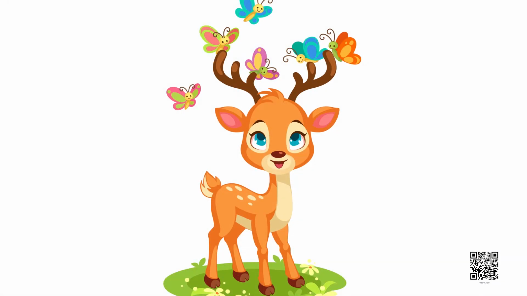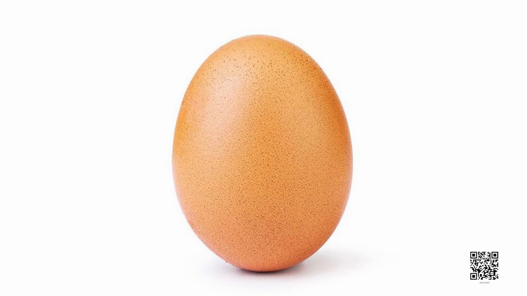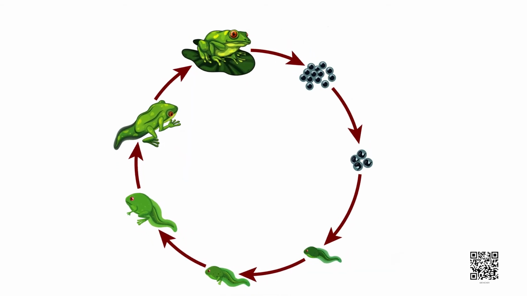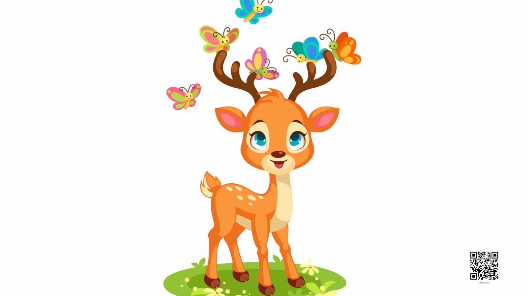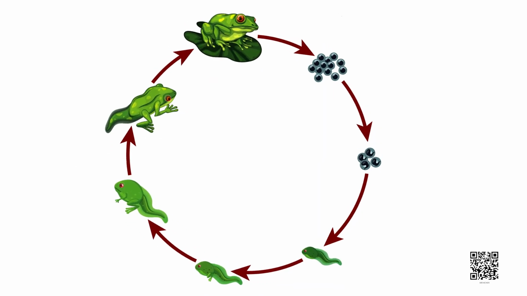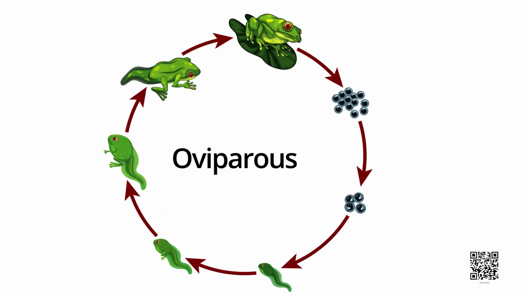Viviparous and oviparous animals. Some animals give birth to young ones, while some animals lay eggs which later develop into young ones. The animals which give birth to young ones are called viviparous animals. Those animals which lay eggs are called oviparous animals.